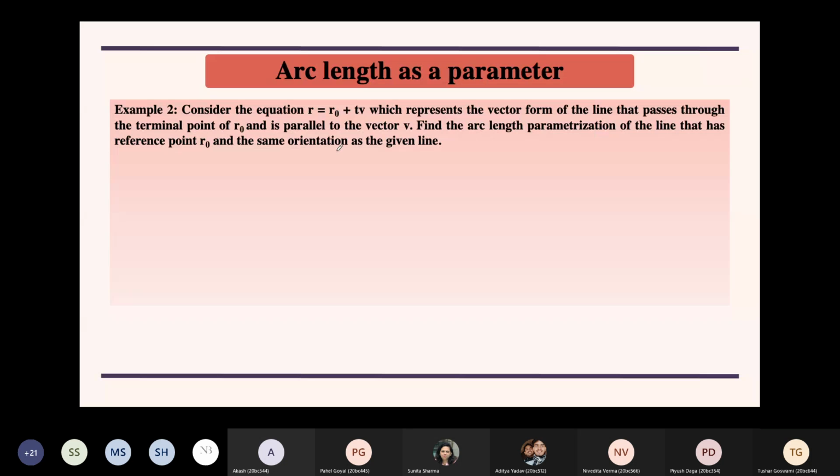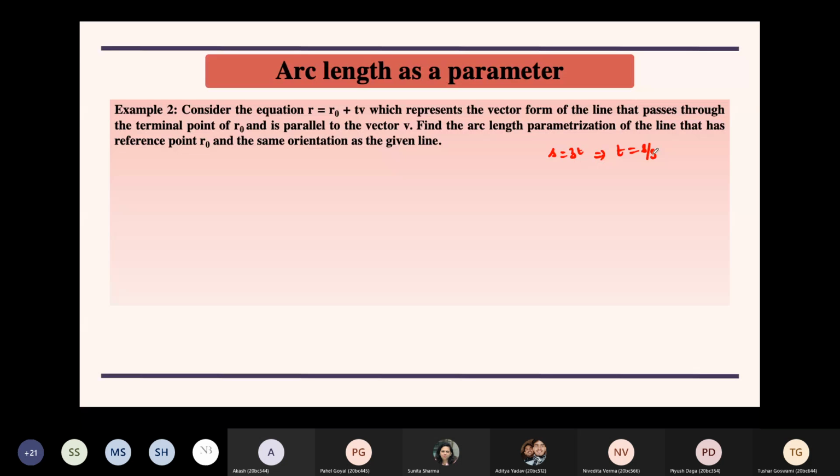That means you have to replace this t by s. There is some relation between s and t which you are going to find, and then you take the inverse of that. That will give you t in terms of s, and then you substitute the expression. Like in the previous question, your relation was s is equal to 3t, so that meant t is equal to s by 3.